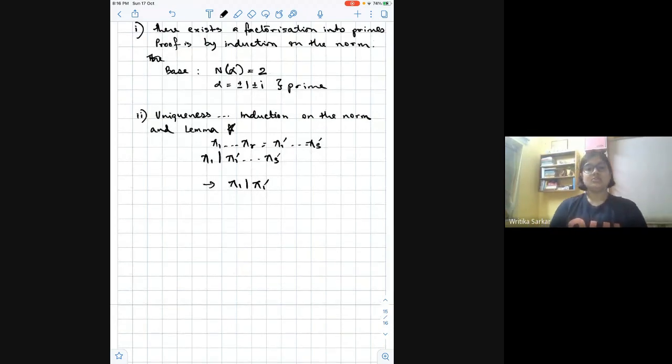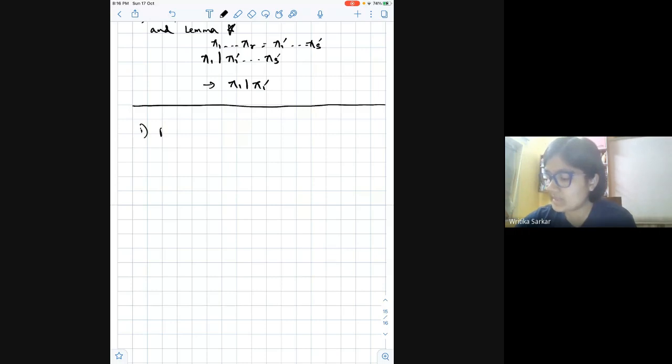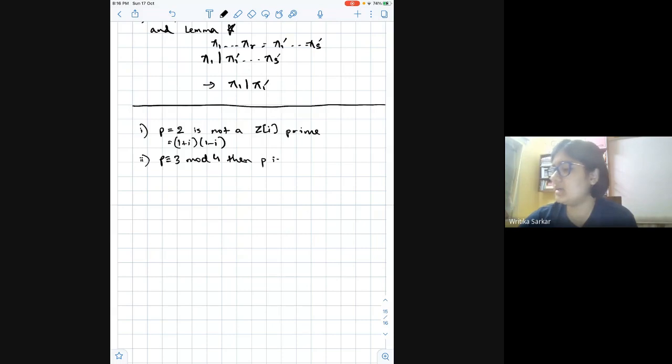All right. So with this done, we can now pretty easily do the proof of the sum of two squares problem, right? So first of all, we saw that p equal to 2 is not a Gaussian prime. Okay, we didn't see this, but it's easy because it's equal to 1 plus i times 1 minus i. All right. And we also saw that if p is congruent to 3 mod 4, then p is a Gaussian prime.